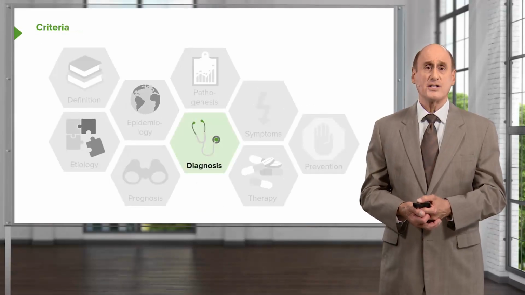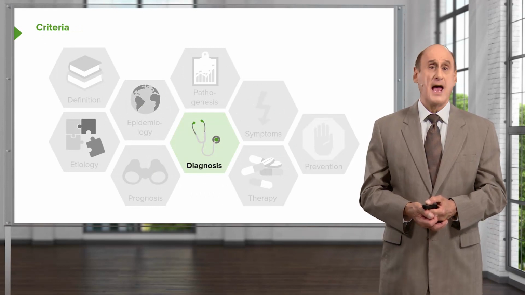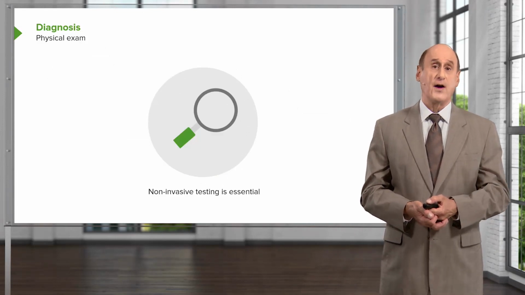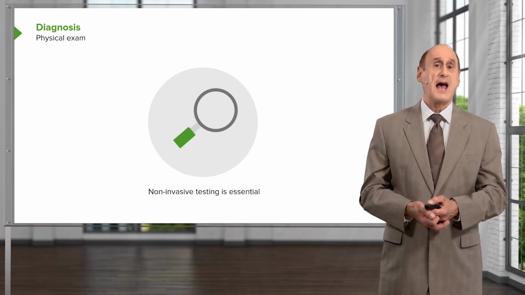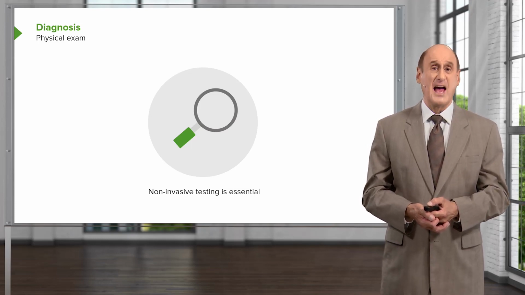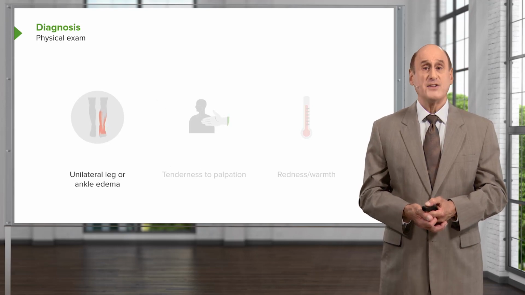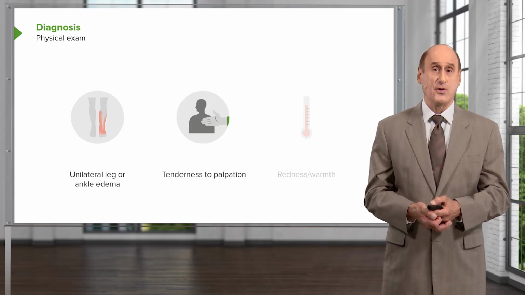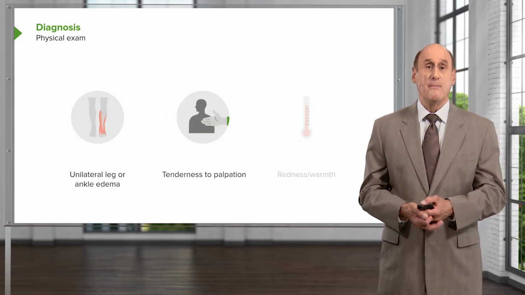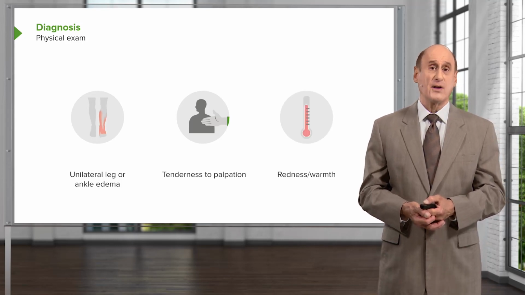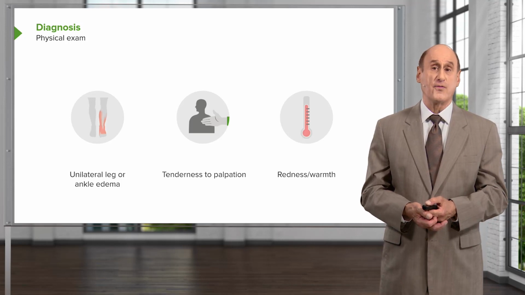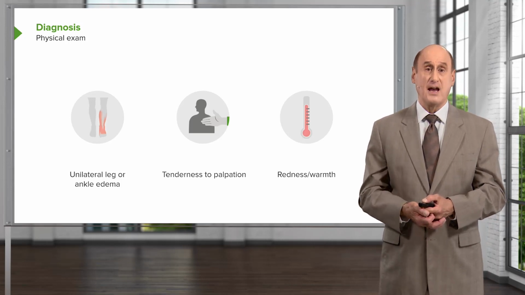The diagnosis, again, physical exam sometimes helps, although very often the physical exam is unremarkable. But you may see unilateral, one leg or one ankle has edema. You may have tenderness when you palpate or touch the calf. There may be some redness in the area or warmth. Rarely you can actually feel a cord from the thrombosed vein.